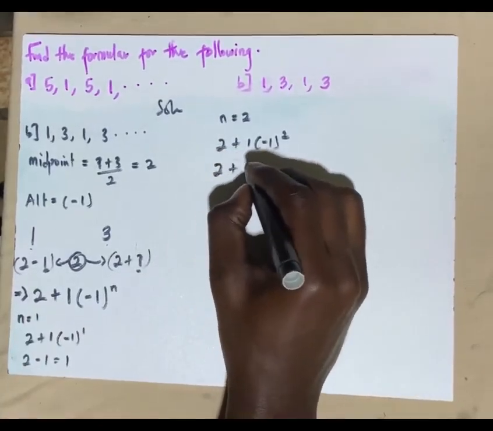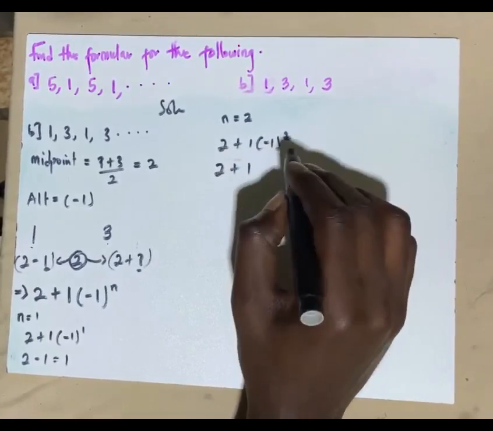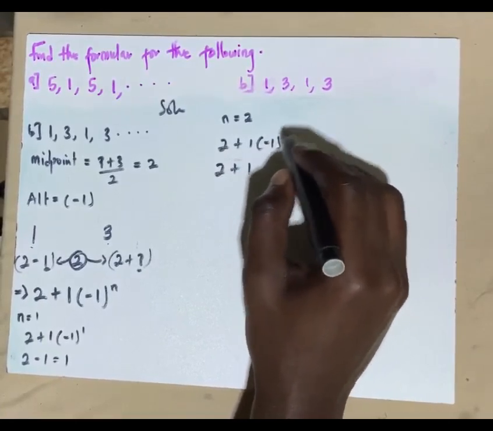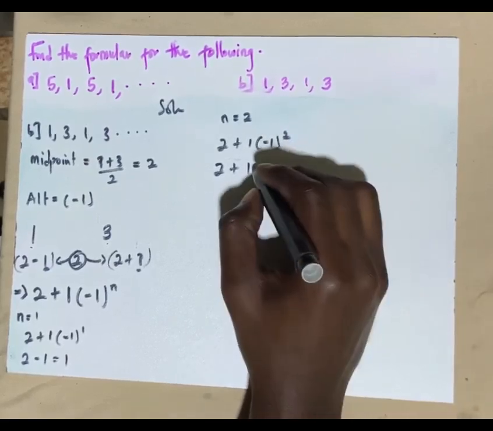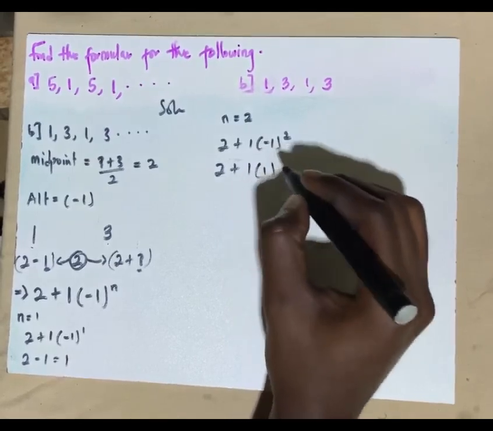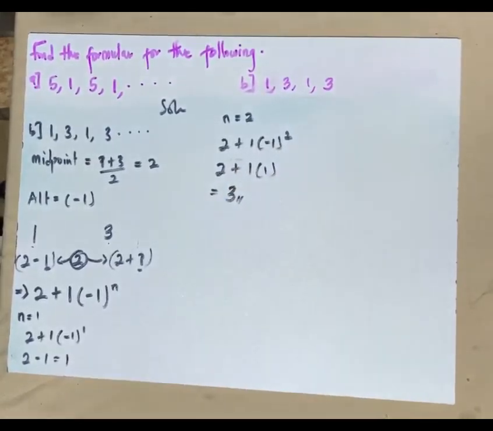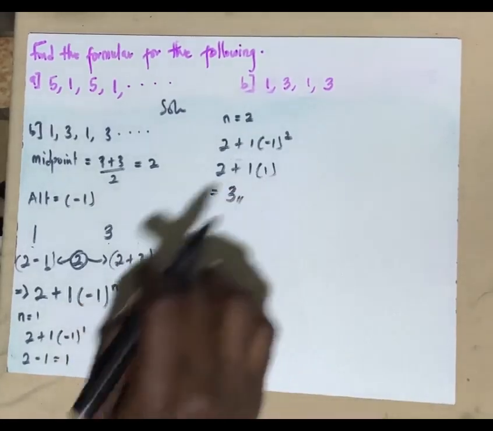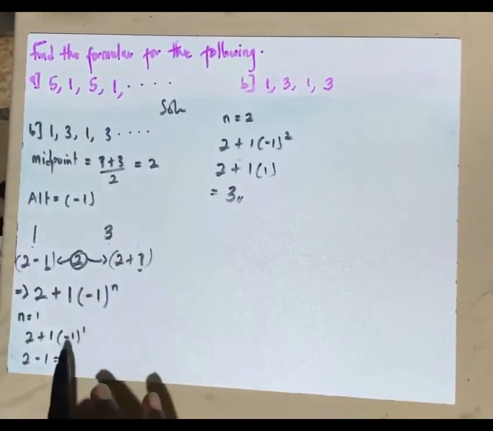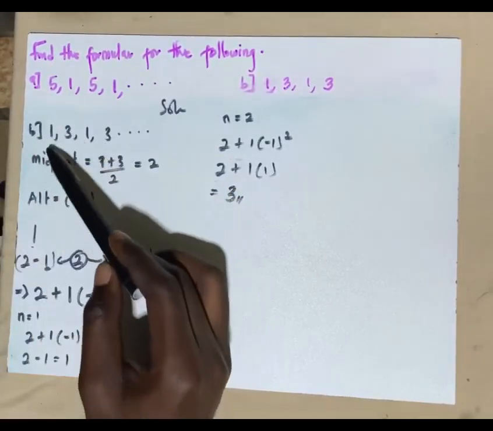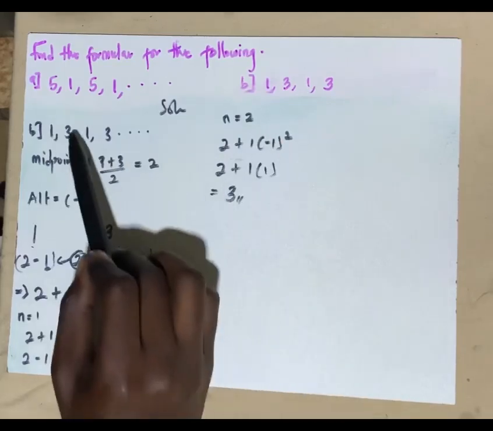So with this case, what do you think is going to happen? We are going to get 2 plus 1. Now, anytime you raise to the power 2, since 2 is an even number, the negative is not going to work. So you are going to get the same 1, and eventually, 2 plus 1 is going to give us 3. Which means this expression is true. So when n is equal to 1, you are going to get your first term, which is 1. When n is equal to 2, you are going to get your second term, which is 3.